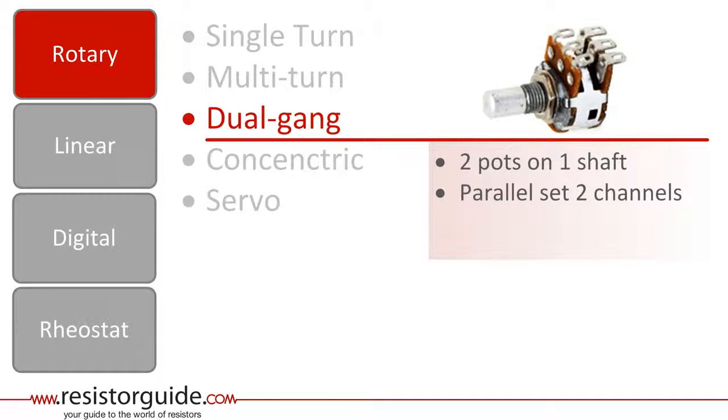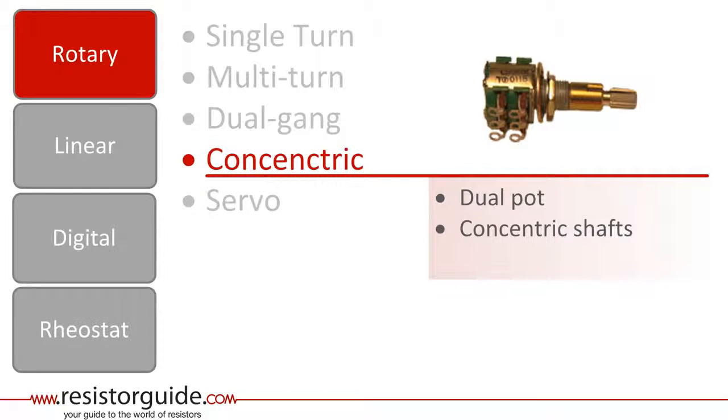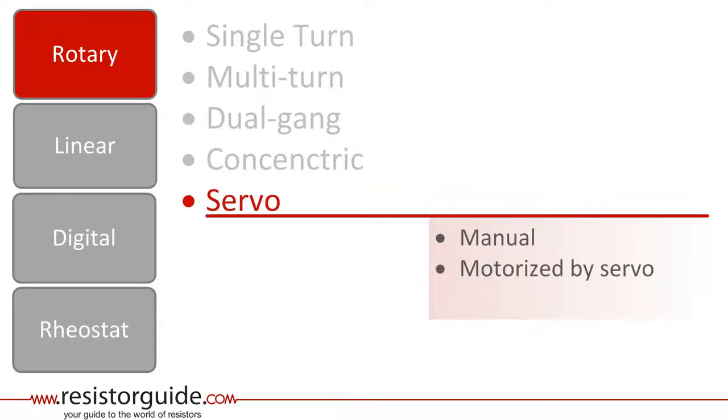A dual gang has 2 resistive elements connected to one shaft. In this way, 2 channels can be set at the same time. A concentric pot is also a dual pot but has 2 concentric shafts. Both pots can therefore be adjusted separately. A servo pot is motorized and can be actuated by a motor, and usually also by hand.